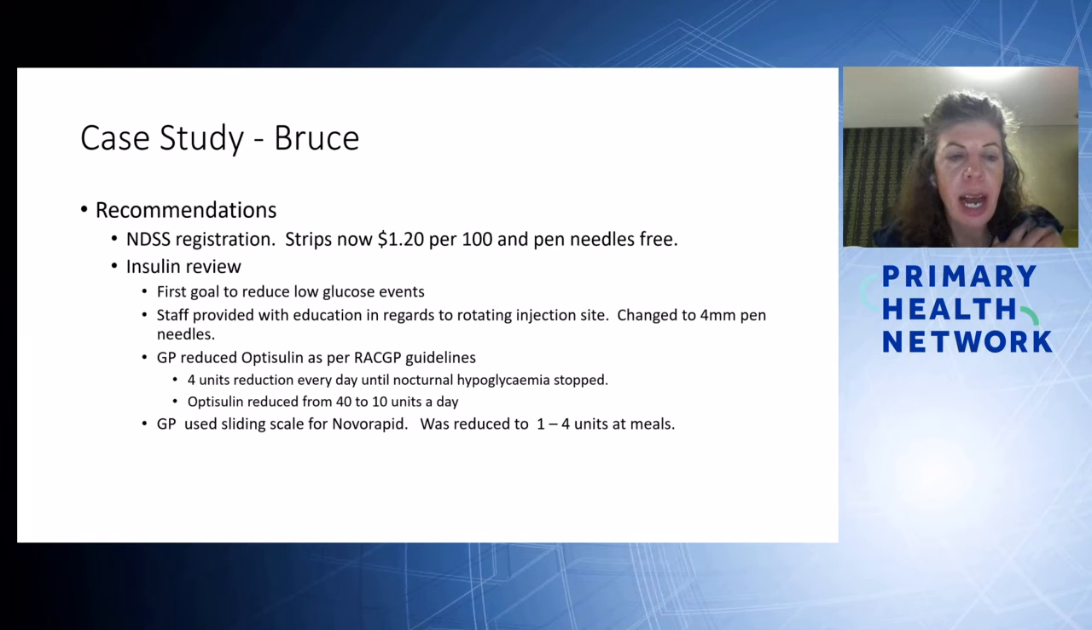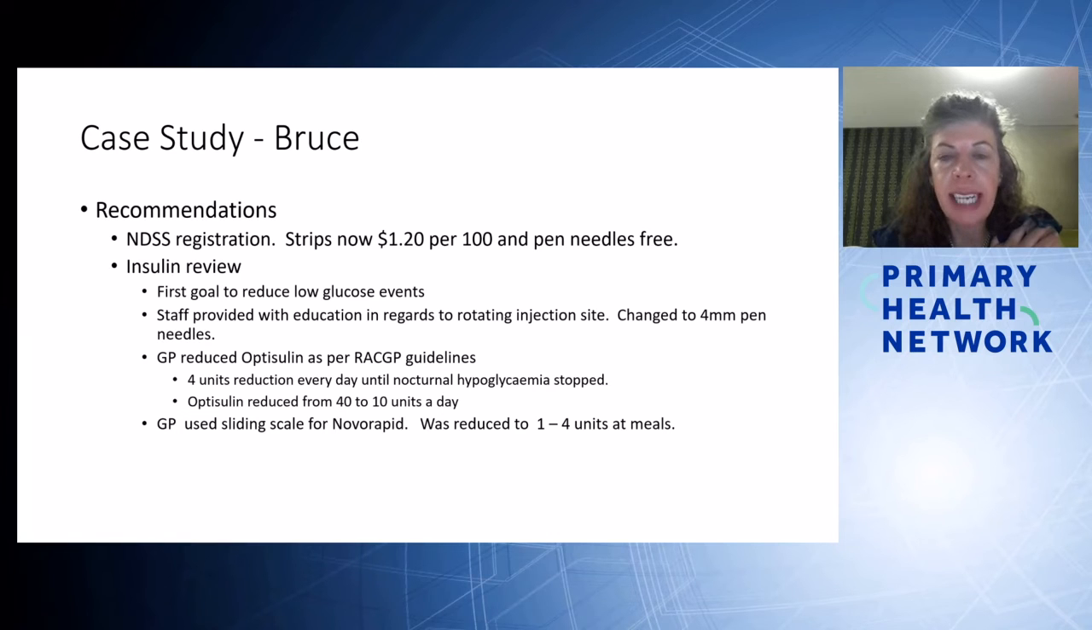The GP followed the Royal Australian College of GPs guidelines to reduce the Optisulin, so a 4 unit reduction every day until the nocturnal hypo stopped. Optisulin was reduced from 40 units to 10 units a day. Bruce had lost a lot of weight, so he then had less insulin resistance, so requires a lot less insulin. And the GP used a sliding scale for the NovoRapid at mealtimes just to reduce the amount of insulin.